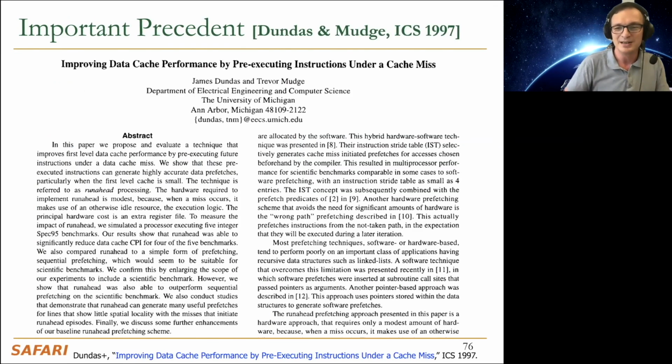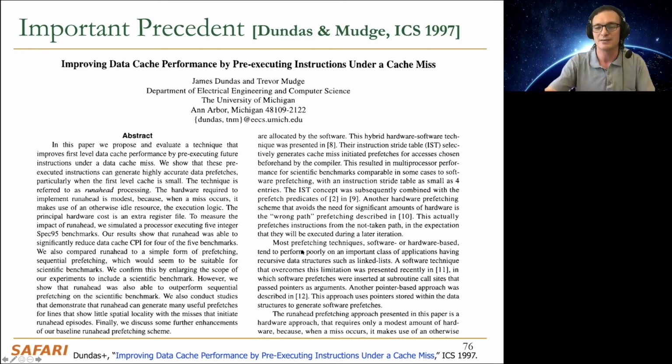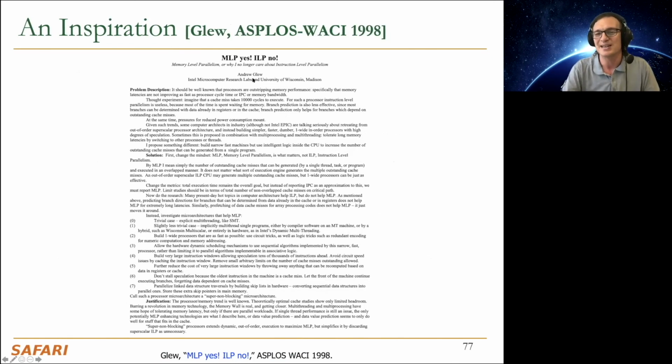But we also credited other work that actually introduced a similar idea early on, a while ago, in very simple processors. They didn't go all the way we went in terms of the philosophy, but it's a similar idea. And if you're really interested in the idea of memory level parallelism, I would recommend reading this one-page paper. This is the entire paper over here that talks about memory level parallelism, basically.